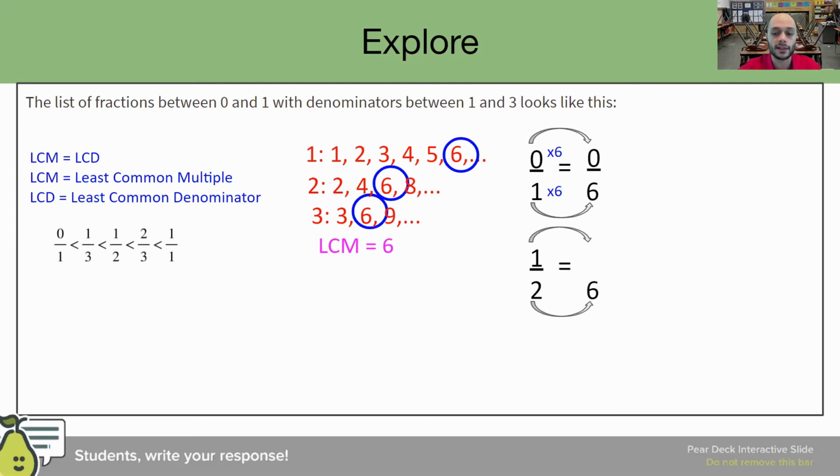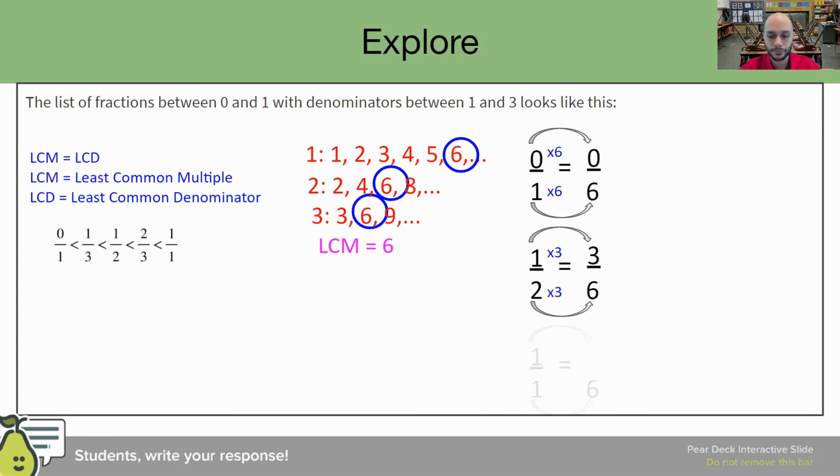Okay, welcome back. If you said we need to take our 2 and multiply it by 3, you are correct. Now, remember, what you do to the denominator, you must also do to the numerator. So if you're multiplying the denominator by 3, you must also multiply the numerator by 3 as well. 1 times 3 is 3, and 2 times 3 is 6. Good job. So now we have an equivalent fraction for 1/2. It happens to be 3 out of 6.